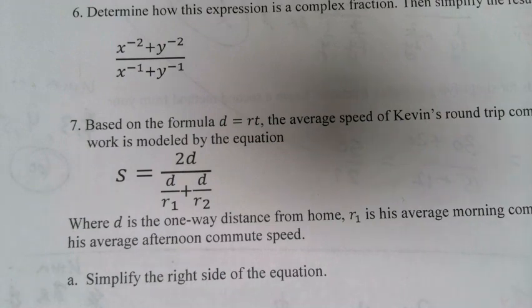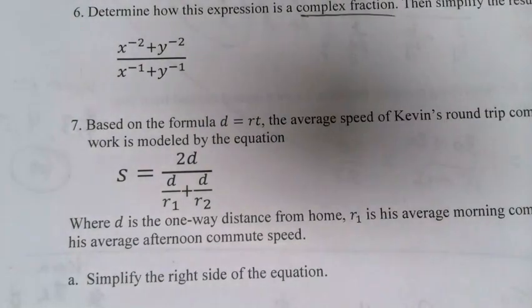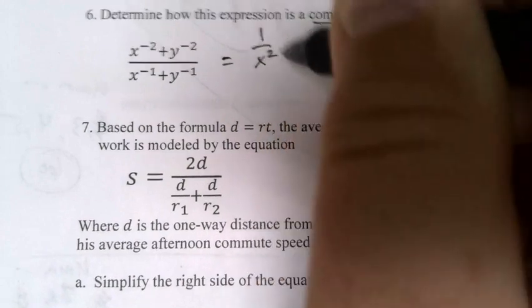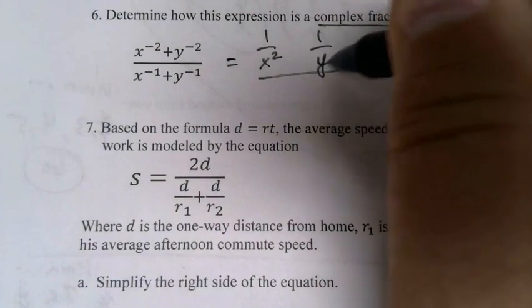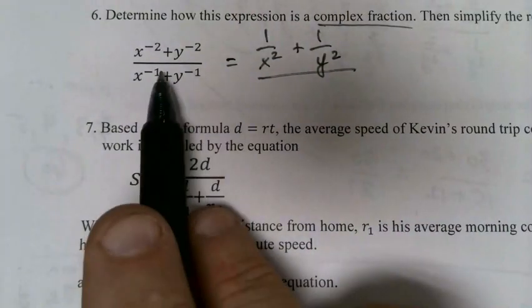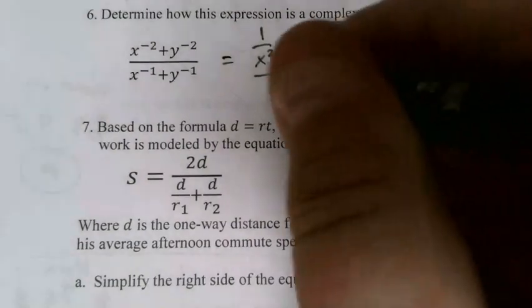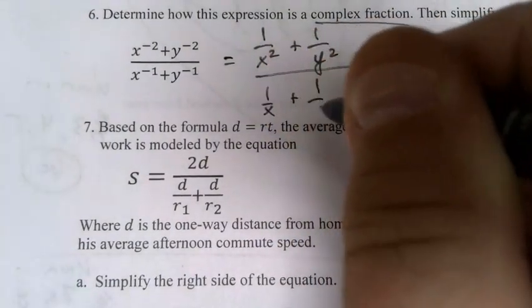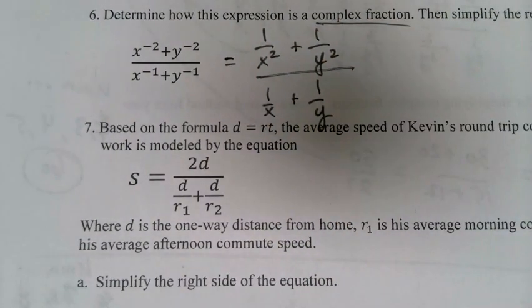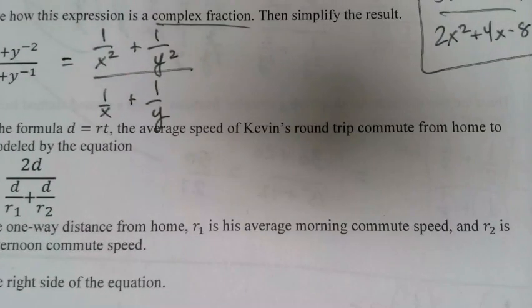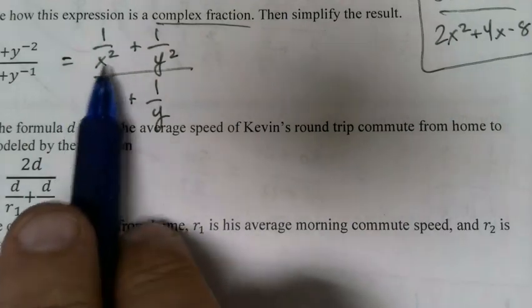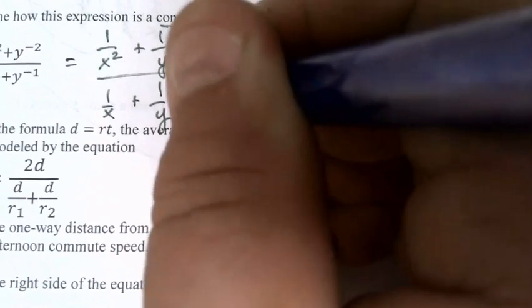Sorry, guys, I'm yawning. But this is a complex fraction because x to the negative 2, that's just 1 over x squared, plus y to the negative 2, that's 1 over y squared. And those are being added. And this is 1 over x plus 1 over y. Okay, so let's simplify that. Well, common denominator is going to be x squared times y squared. So I'm going to multiply everything by x squared y squared.